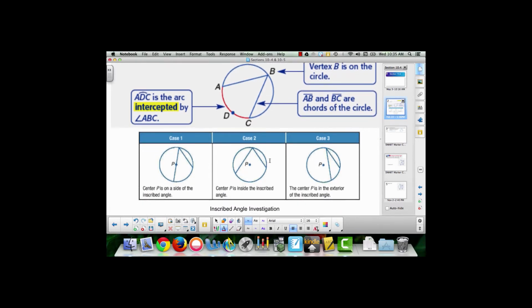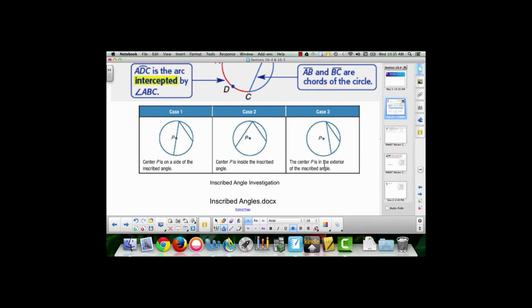Here are three different ways that we can get inscribed angles. A side of the inscribed angle can go through the center of the circle and be the diameter. The center of the circle can be inside an inscribed angle, or it can be outside the inscribed angle.